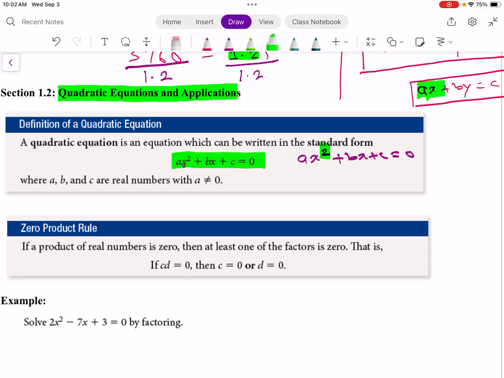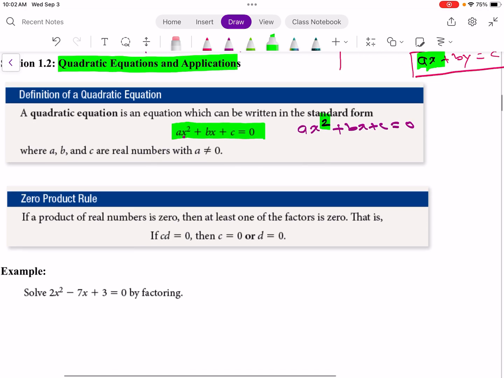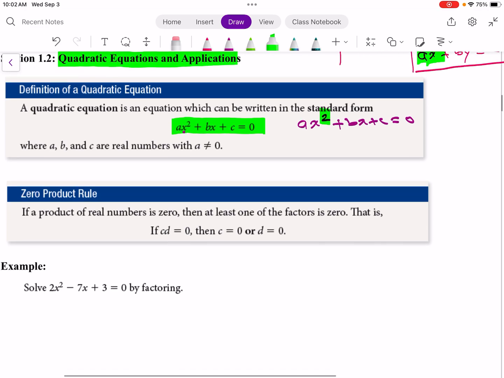Or if you have the expression with the highest degree as a 2, then that is the quadratic equation. If the degree is 1, it is linear. If degree is 2, we call it quadratic equation, okay? And we will try to solve quadratic equation. Solving means we are trying to find the value of the variable, okay?